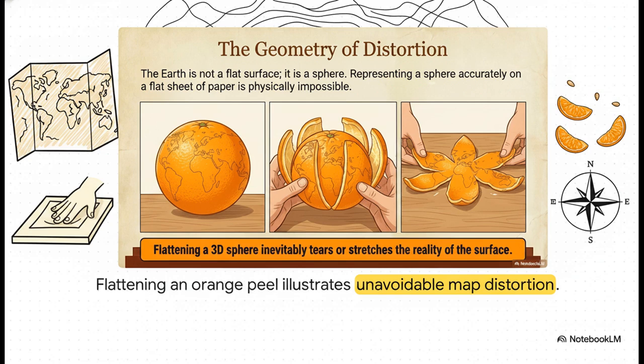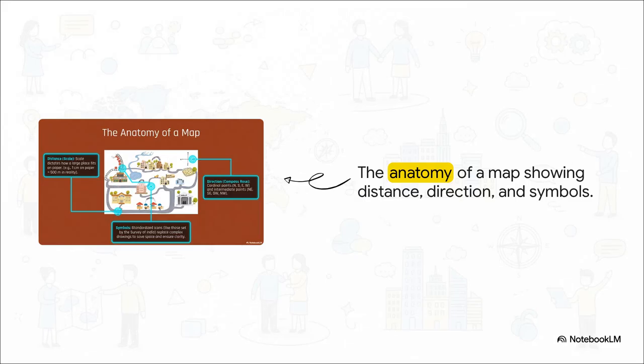So, to work around this tearing and stretching, mapmakers invented a brilliant universal language, the anatomy of maps. First, they introduced distance, dictated by a strict scale, so you always know exactly how far away things are. Then they brought in direction, using a compass rose to lock in north, south, east, and west. And finally, they used symbols, basically standard icons that replace complex drawings. This saves a ton of space and ensures absolute clarity for anyone, anywhere in the world trying to read it.